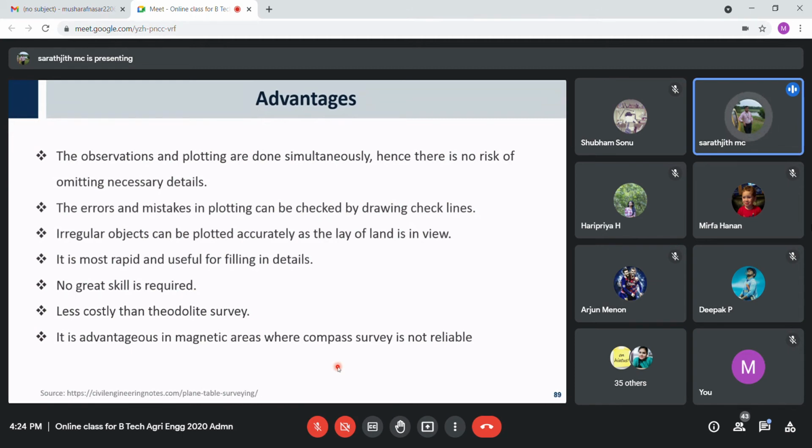And one important thing, whenever you are using a compass for surveying, that is affected by the magnetic field of the Earth, and also the presence of other magnetic substances within the point or the area we survey, the local attraction and all what we have discussed. So such confounding factors will not be there if you go with plain table surveying.